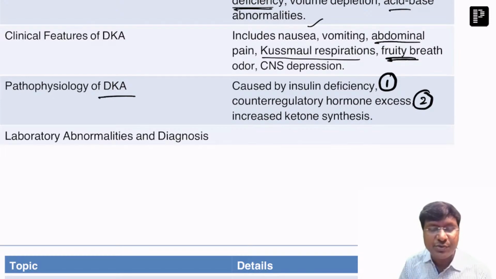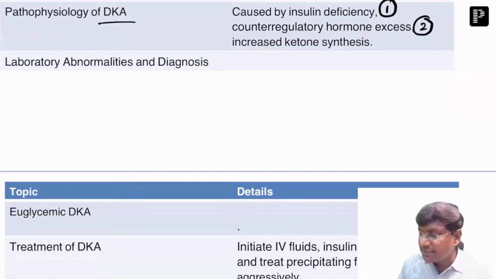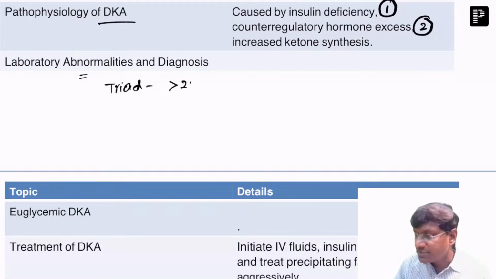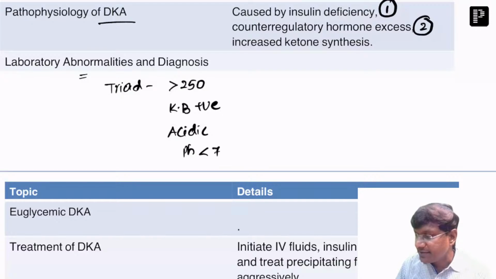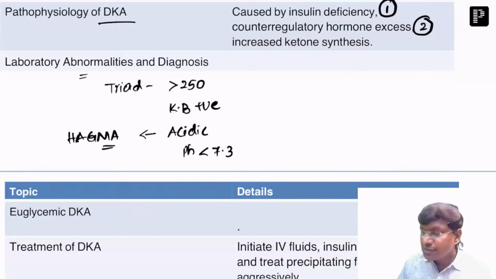Now, these patients with diabetic ketoacidosis, if you take the laboratory abnormalities, they are characterized by a triad. What is the triad? Number one, the blood glucose level will be more than 250 milligrams per deciliter. Number two, the ketone bodies will be positive. And number three, the pH will be acidic, right? Acidic pH, where the pH will be less than 7.3, right? And this acidosis is a high anion gap metabolic acidosis. So this will be the triad in patients with diabetic ketoacidosis.